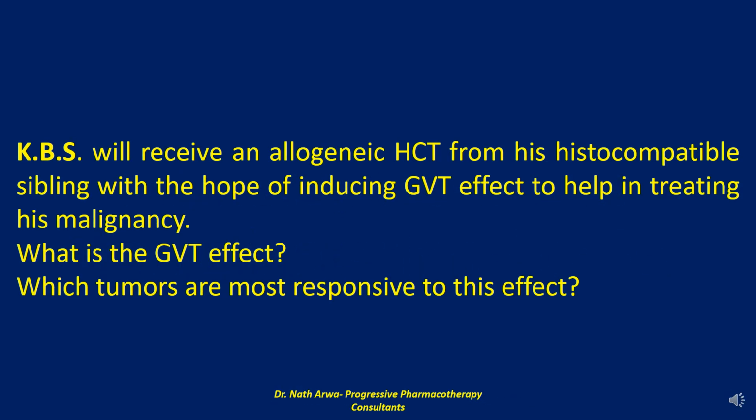In this video we will discuss the case of patient KBS from part 474 of this pharmacotherapy series. KBS will receive an allogeneic hematopoietic cell transplantation from his histocompatible sibling with the hope of inducing graft versus tumor effect to help in treating his malignancy. So my next questions to you read: what is the graft versus tumor effect? Which tumors are most responsive to this effect?